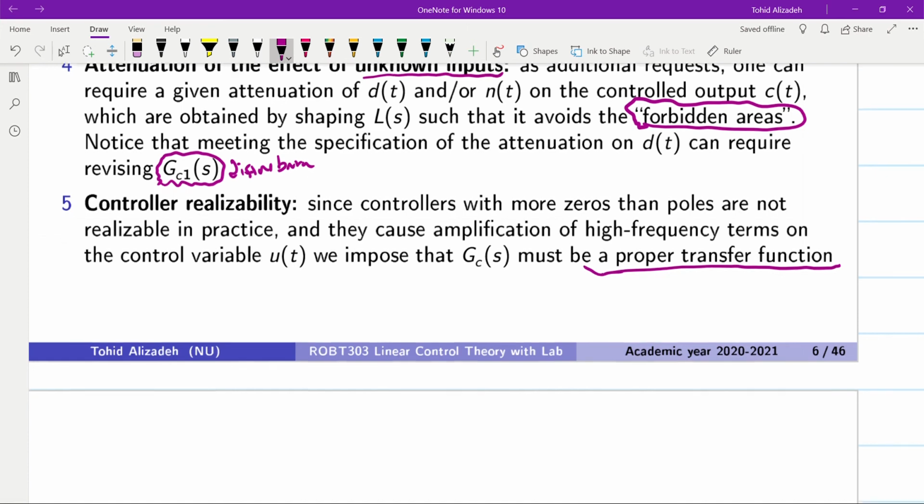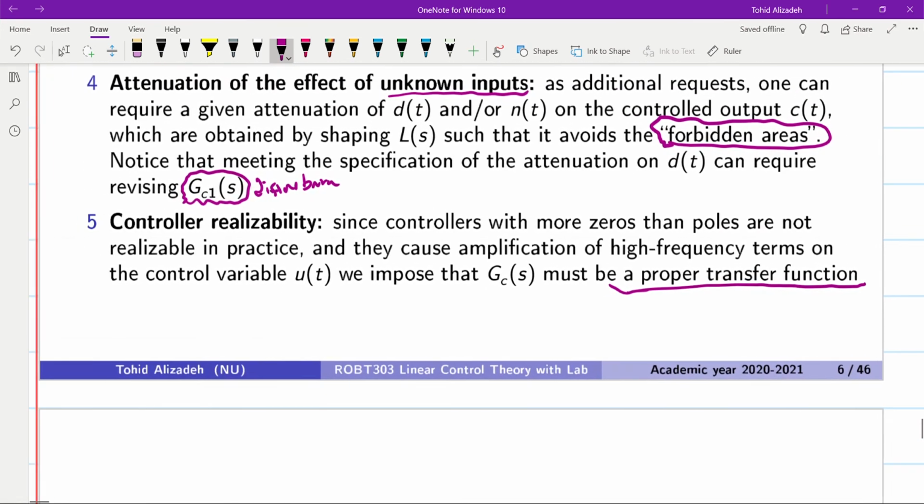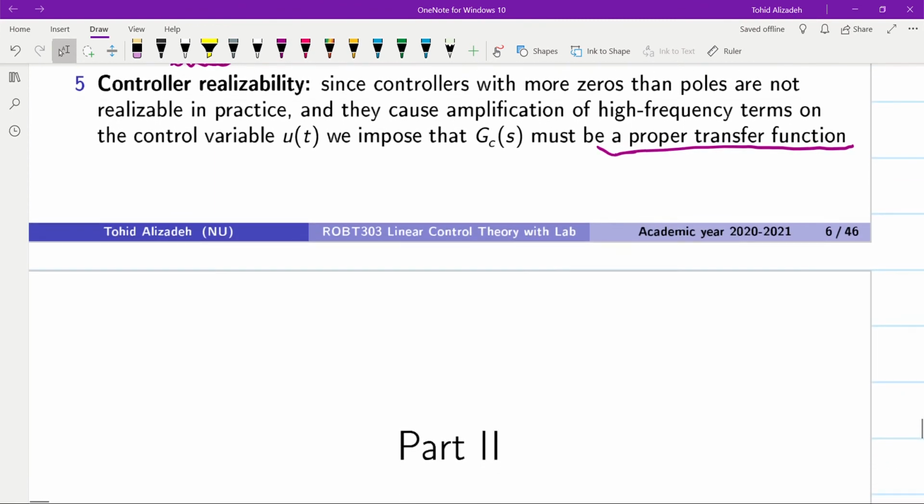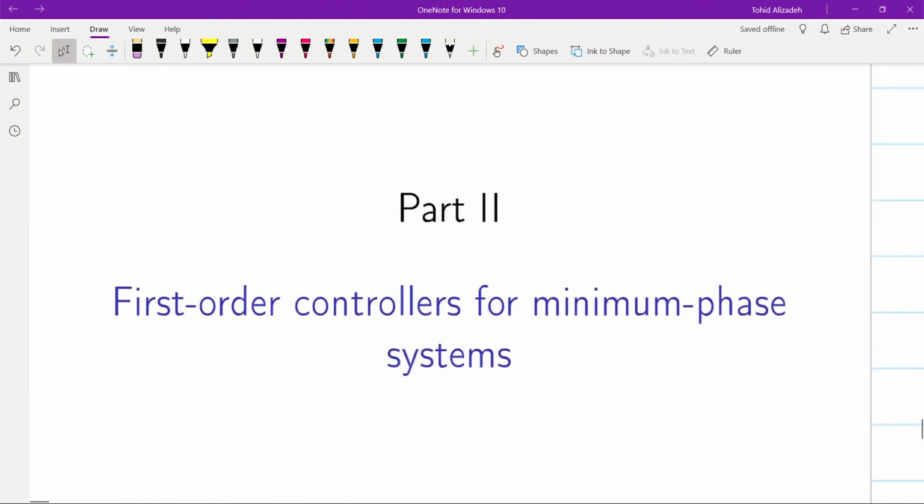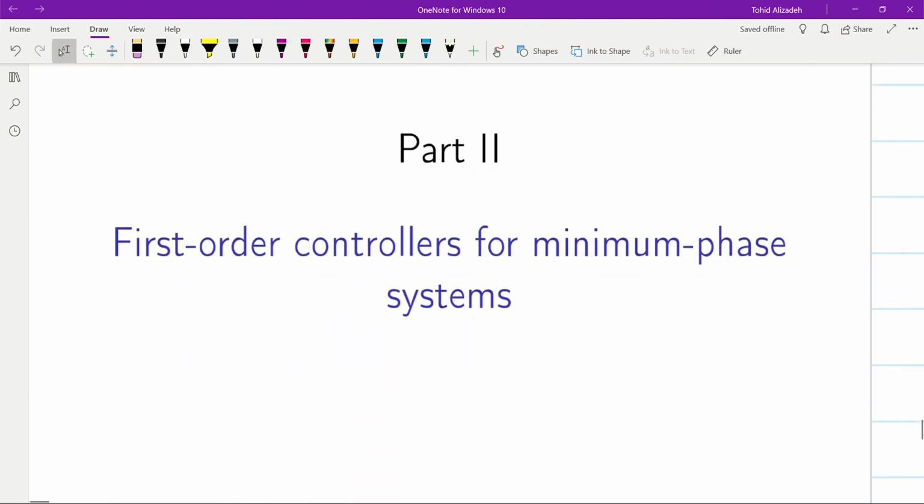Alright, so now that we have all these in mind, we will start to see how we can design the controllers in the next video. We will start with the first order controllers for minimum phase systems, then we will have a look at the second order controllers for the minimum phase systems, and then we will have a look at the non-minimum phase systems to see how the controllers could be designed for those kind of systems.